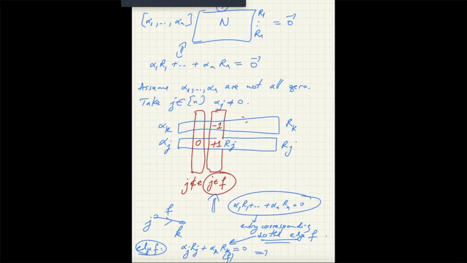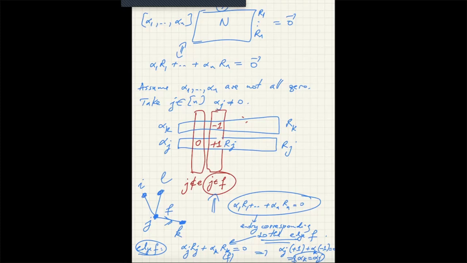So how can that happen? Well, in Rj, we get a +1. So that's alpha J times +1. And on the other side, we get plus alpha K times a -1. And that's 0. So that implies that alpha K equals alpha J. So it means that the entry of alpha on the vertex J is equal to the entry of alpha on this vertex K, which is adjacent to it. And that will be true for any vertex that's adjacent to J, any other vertex I, J, K, and so on.